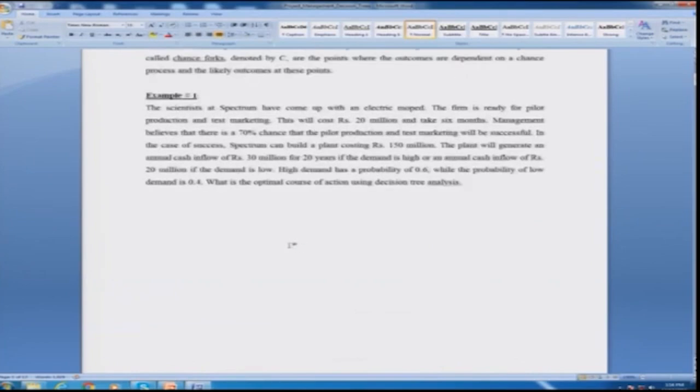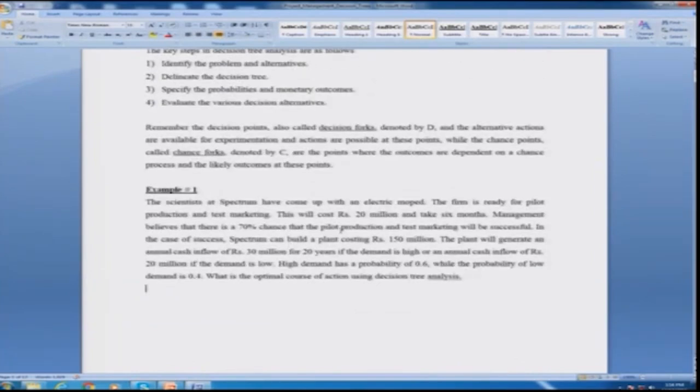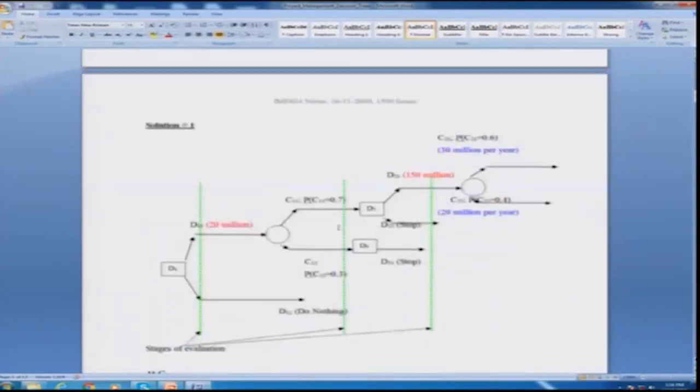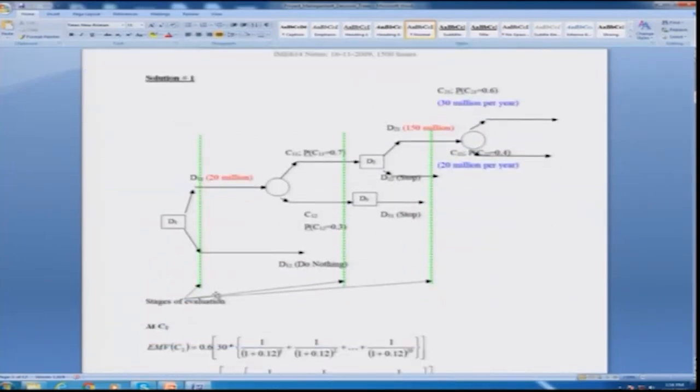Now, if you read the problem and note it down on a piece of paper, based on that we will slowly proceed and draw the diagram. So, the diagram is like this. Stages of evaluation, if you remember, are the green vertical lines. So, this is say for example, stage 1, stage 2, stage 3, and the decision is like this, either you go or do not go, that means do not do anything.